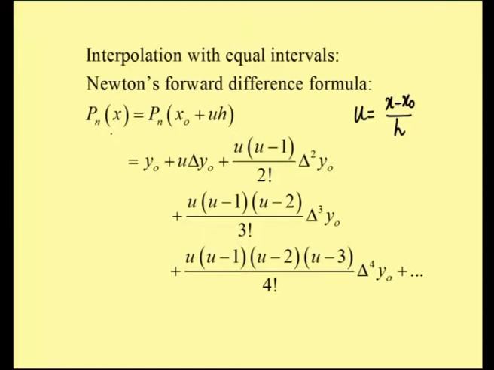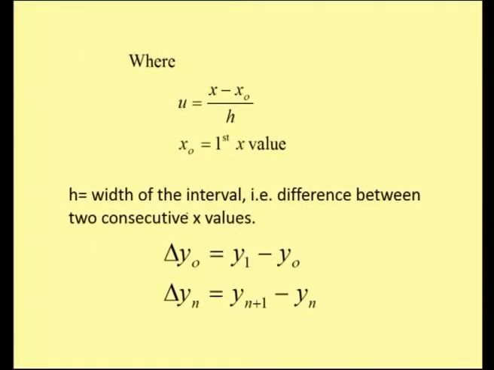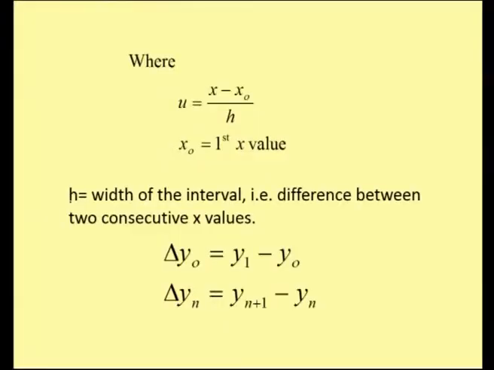So that Pn of x is equal to Pn of x naught plus u del y naught plus u into u minus 1 by 2 factorial into del square y naught plus u into u minus 1 into u minus 2 by 3 factorial del cube y naught plus etc. x naught is the first value, h is the width of the interval, that is the difference between two consecutive values. That is why we insist that the intervals are of equal width, so that we can find out the h values. Otherwise, for unequal intervals, Newton's forward and backward difference cannot be used.